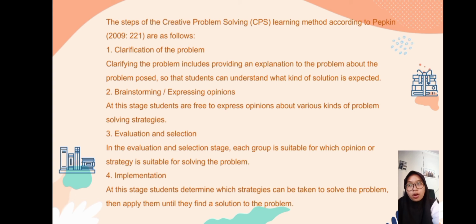The steps of the Creative Problem Solving or CPS learning method, according to Pepkin 2009, are as follows. 1. Clarification of the problem. Clarifying the problem includes providing an explanation about the problem posed so that students can understand what kind of solution is expressed.